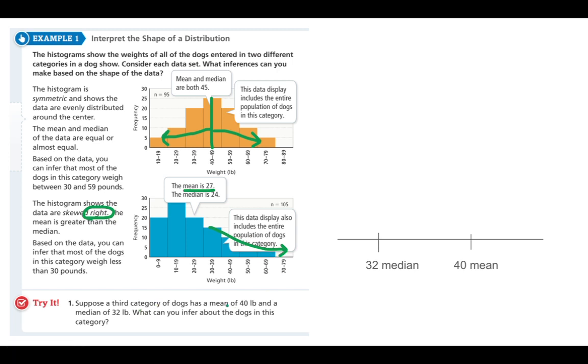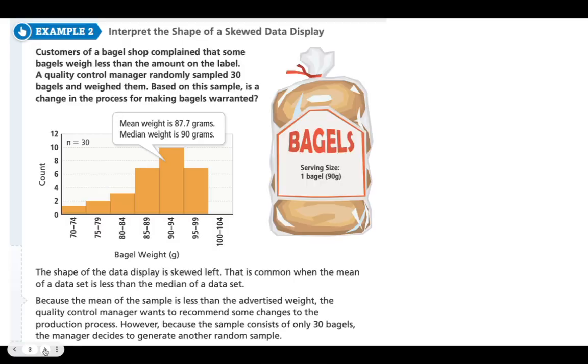Then it says, suppose that we have a third category of dogs. So we've got the mean and the median. In this example, the median is where most of the data will be, and the mean is where the tail is. So we get a graph that looks like this that is also going to be right skewed.